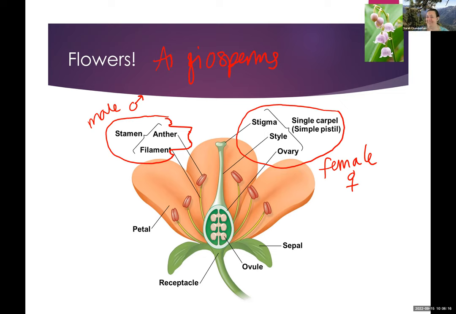Eggs. Okay. So that's our female parts. If you're having a hard time remembering stigma and style, the style is the skinny part. The stigma is sticky. Right.